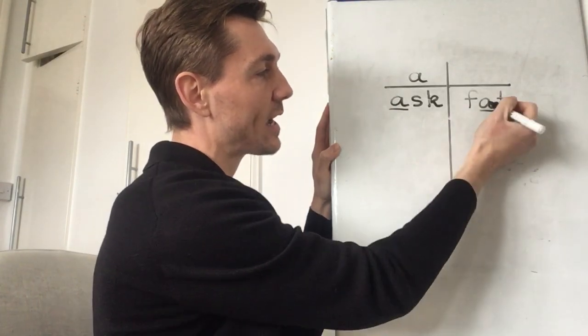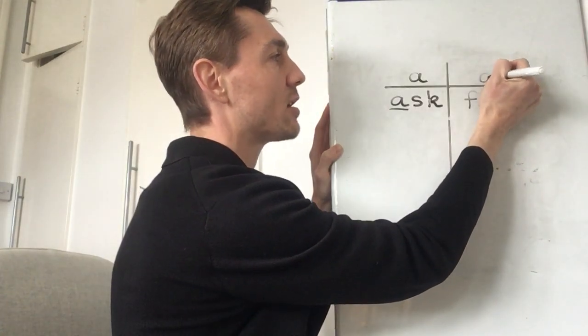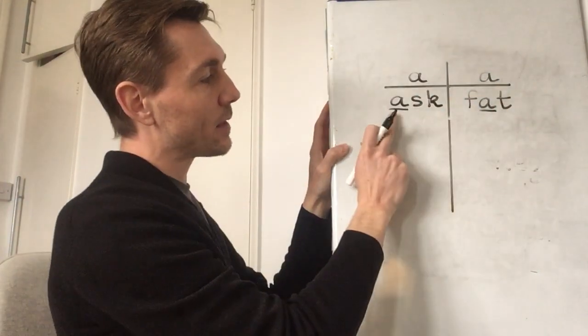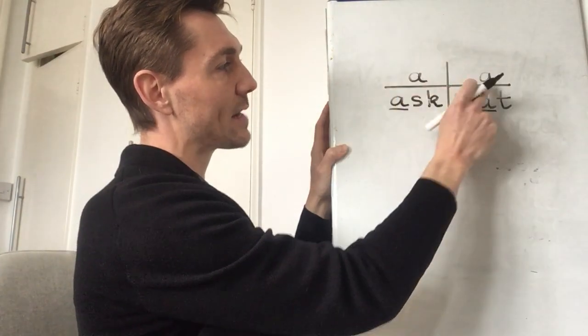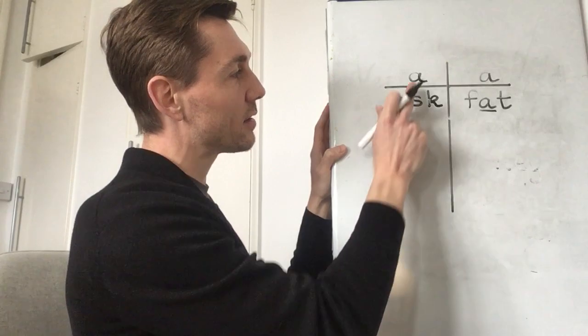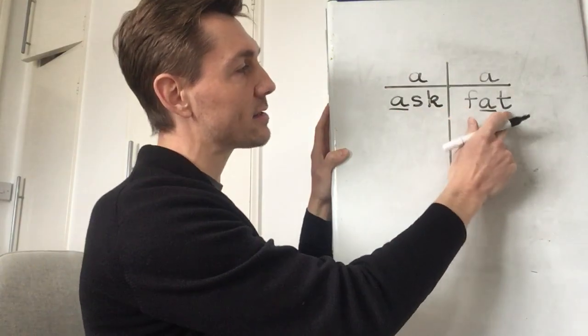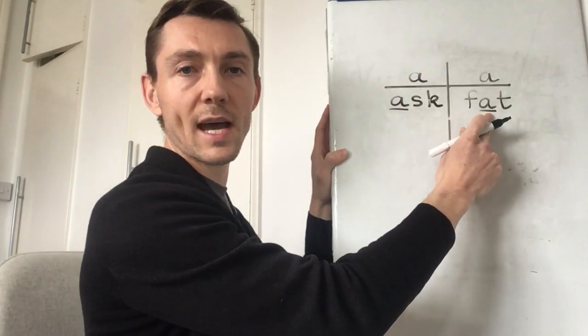Now in this word, the A is spelling the A sound, isn't it? Instead of the R sound. So, two of the same spelling, but two different sounds. In the word ask, the letter A is being used to spell the R sound, and in the word fat, the letter A is being used to spell the A sound.